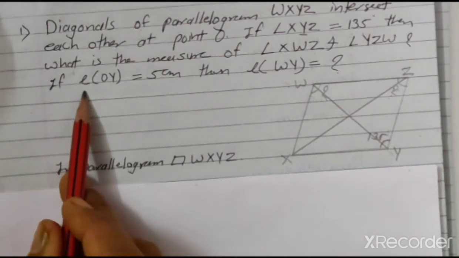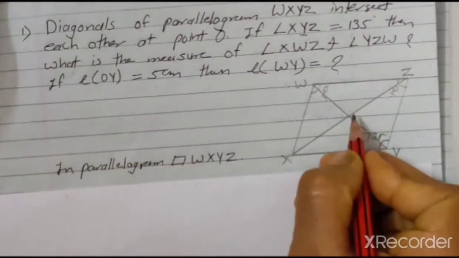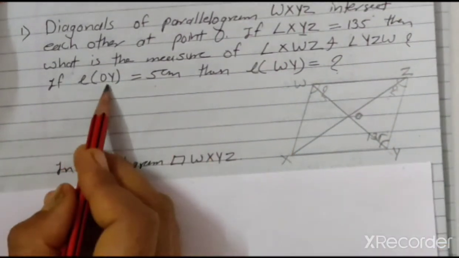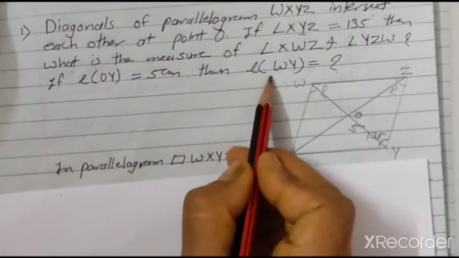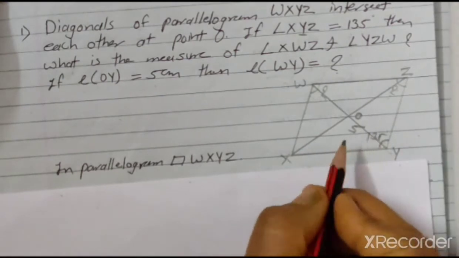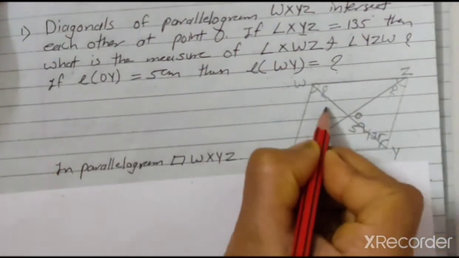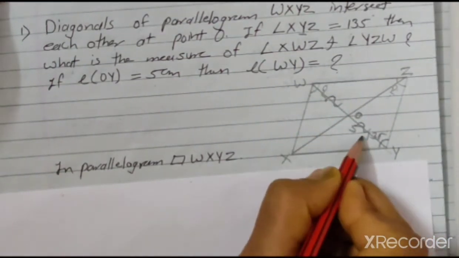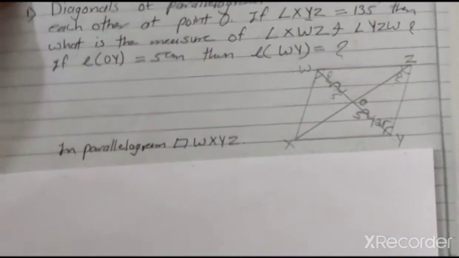Next question, if length of OY is equal to 5 centimeter, here these two diagonals intersect at point O. This segment OY is equal to 5 centimeter. We have to find out WY, means length of this whole diagonal. We know that diagonals of parallelogram bisect each other. Therefore these two measures are same. So this is also equal to 5.